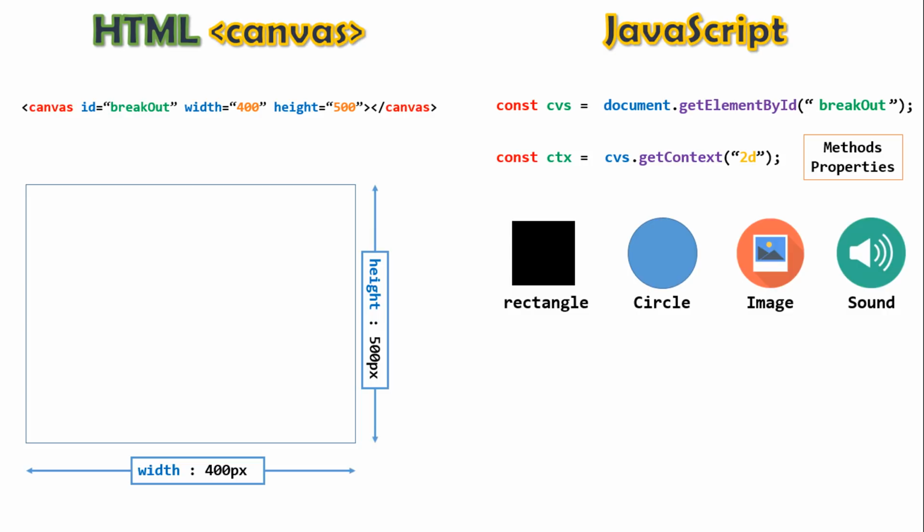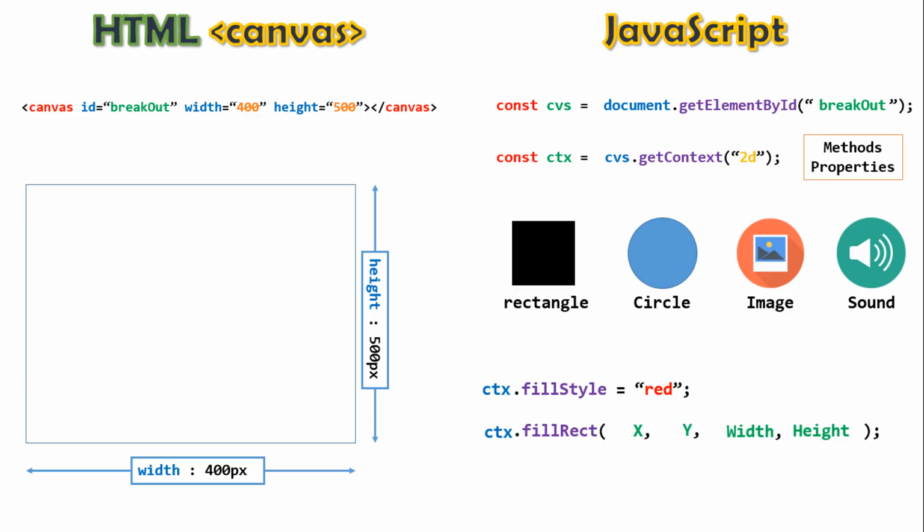Now let's talk about drawing a rectangle. To draw a rectangle, we will say context.fillStyle. The fill style here is the rectangle's color, for example red. Then we will say context.fillRect. The fillRect is the method we will use to draw a rectangle on the canvas. It will take in the X position of the rectangle, its Y position, its width, and its height.